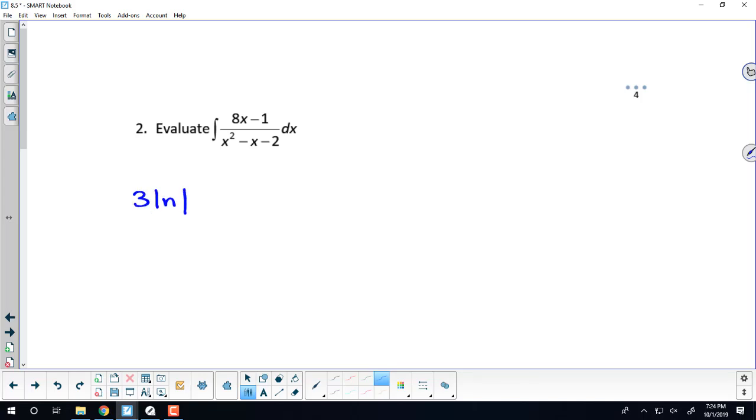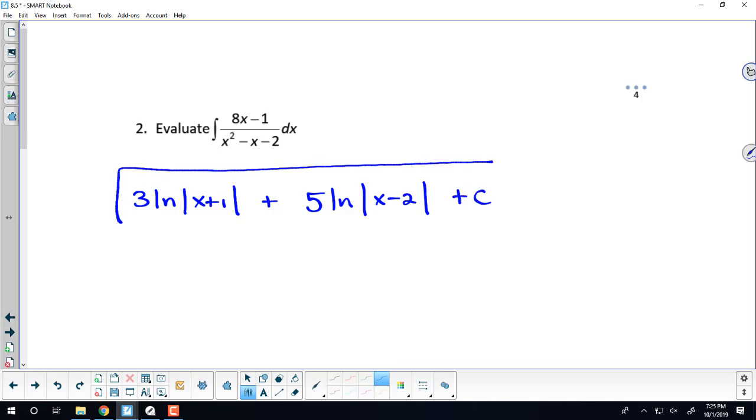3 ln absolute x plus 1, and then 5 times the natural log absolute x minus 2 plus c. So seeing the answer, you can almost see how everything breaks down, right? You can see how the denominator factors, you can see what A and B are going to be.